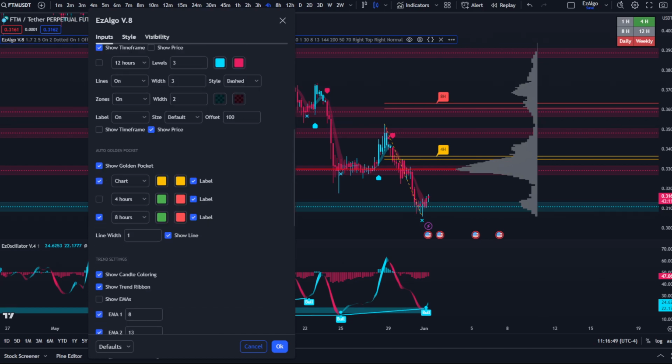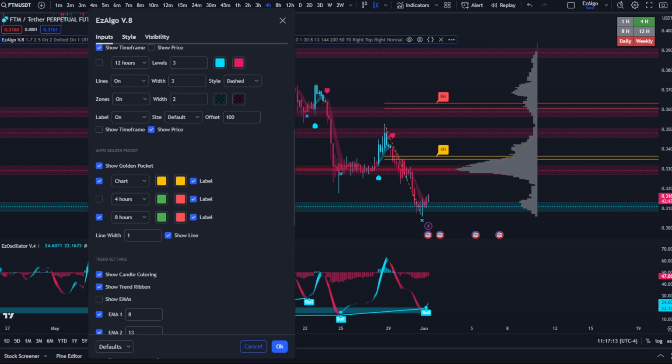All right, below that, we have the auto golden pocket. So the golden pocket is the 0.618 and the 0.65 Fibonacci retracement levels. Now, these levels are highly, highly respected in all assets, but especially cryptocurrency. So it just acts as another support or resistance level. I use a golden pocket in my daily trading as one of my main confluences.